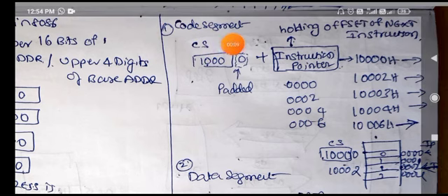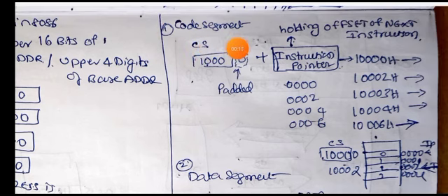Now the topic is memory segmentation, continuation. Let us take a code segment. We have assumed the code segment starting address is 10,000. From here onward, all instruction bytes are stored. On the right side is the offset address of each instruction byte.